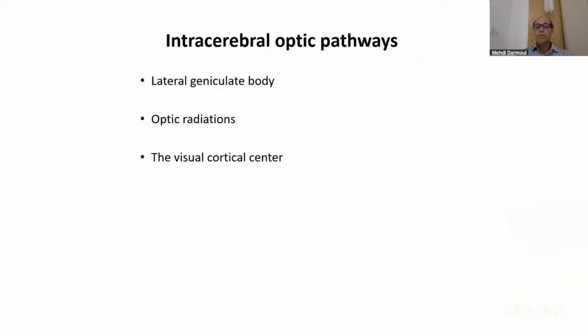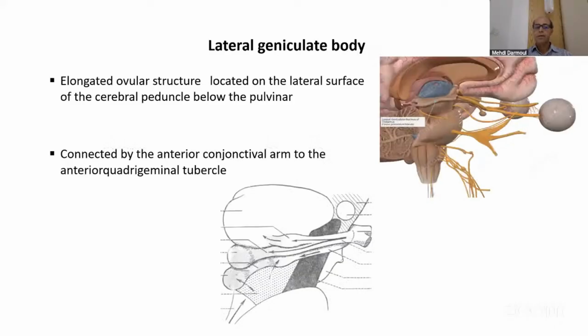Now we will talk about the second part, the intracerebral optic pathways. We have three parts: the lateral geniculate body, the optic radiation, and the visual cortex center. We start with the lateral geniculate body.